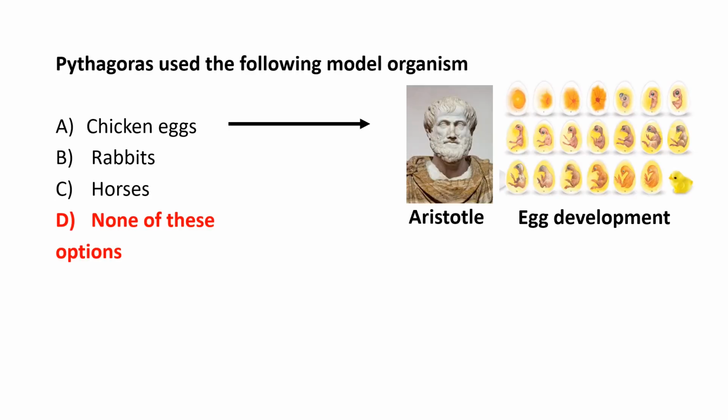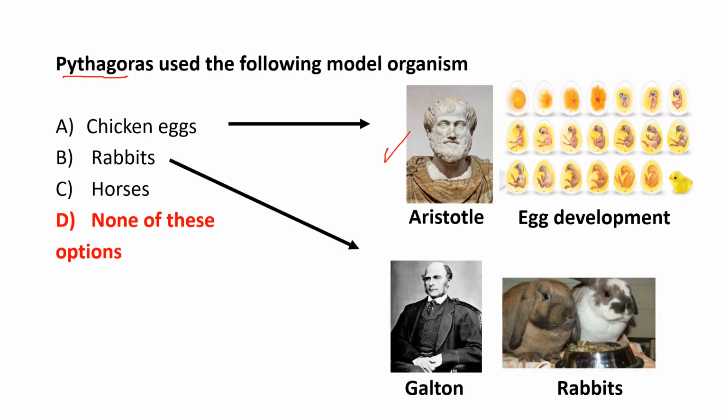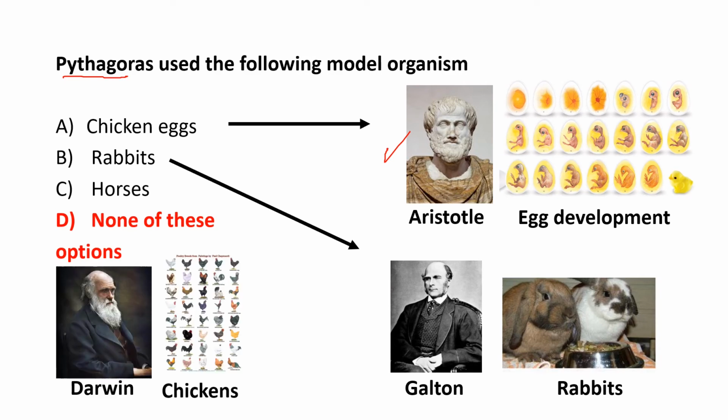So remember, we are talking about Pythagoras, and both Pythagoras and Hippocrates didn't do experiments. While Aristotle studied the egg development, and as we said, the rabbits were used by Galton, the cousin of Darwin, and Darwin used chicken. Pythagoras didn't use any of those. He didn't use any model organisms.